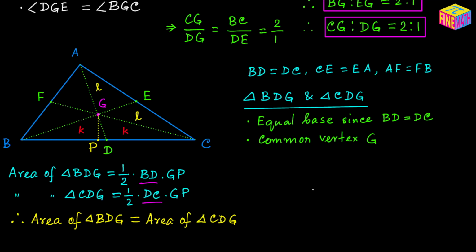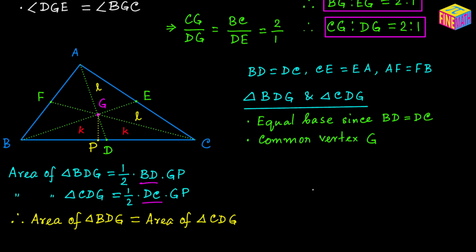Like here I have denoted the area of triangle BDG and triangle CDG with a lowercase k. So k is actually in square unit. So we are saying that the area of the triangle BDG is equal to the area of the triangle CDG, which is equal to k square unit. And similarly, I am denoting the area of the triangle CEG and area of the triangle AEG with L square unit, right?